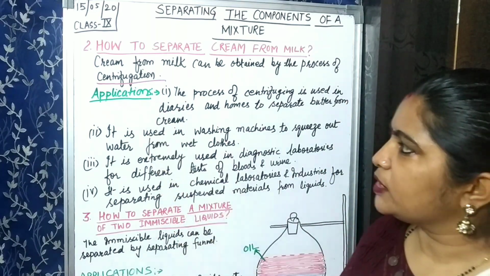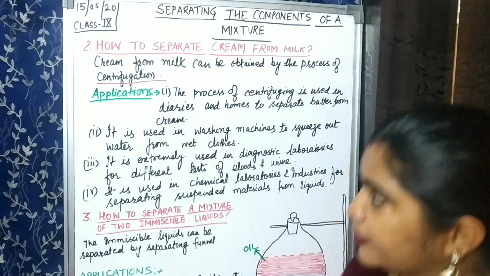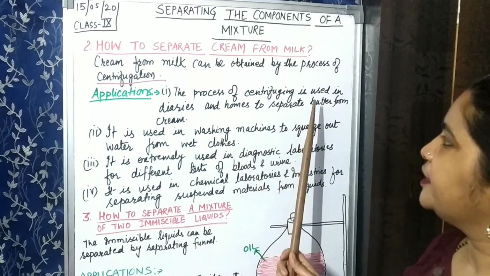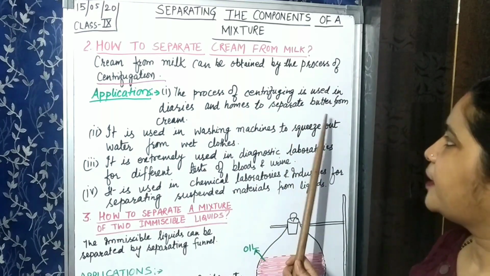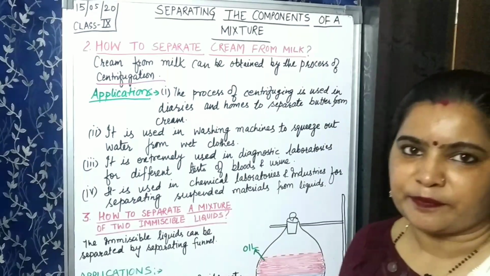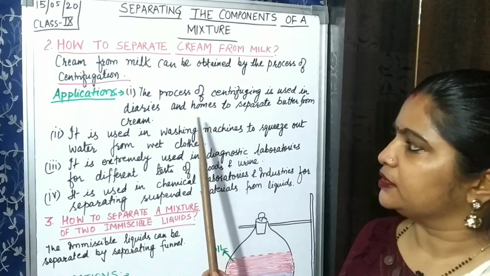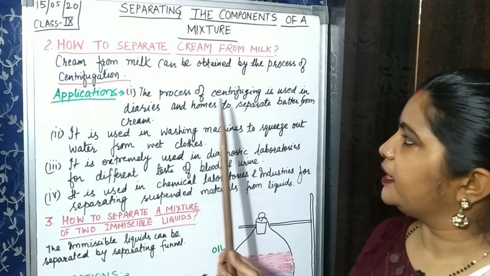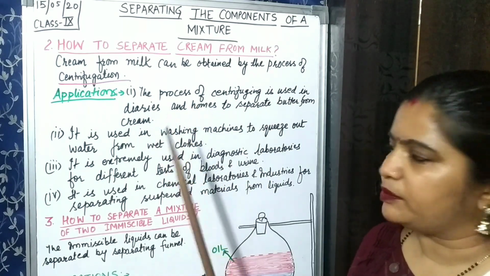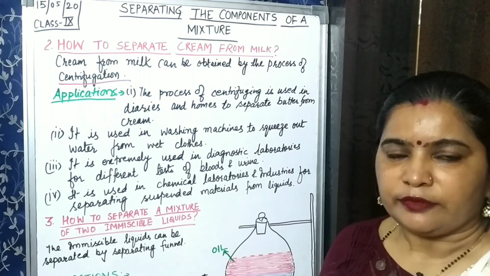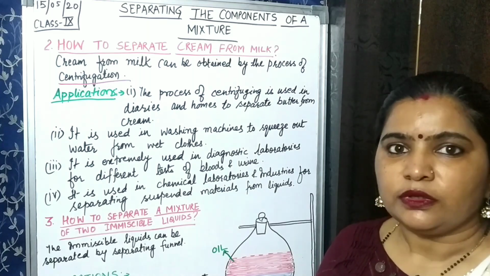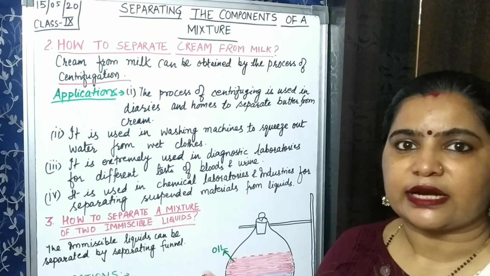Now, what are the applications of this method? The process of centrifuging is used in dairies and homes to separate butter from the cream. This I have already discussed. So on a larger scale, in dairies also this method is applicable. Centrifugal machines are available, and with the help of that, they do the same process on a larger scale.